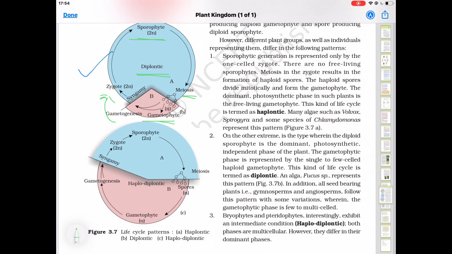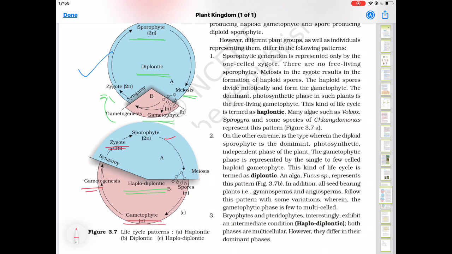In haplodiplontic life cycle, as shown by the Bryophyta and Pteridophyta, already you have studied that. Here the main plant body is gametophytic. As in the case of bryophytes, the parent body produces gametes by the process of gametogenesis. Then syngamy or fertilization occurs, which produces zygote. So here it is 2n structure.